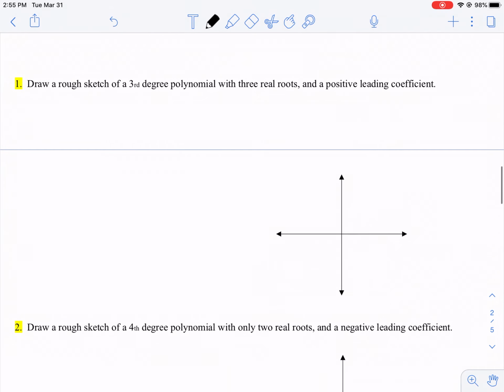Alright, so this got cut off, but we'll deal with it. Draw a rough sketch of a third degree polynomial with 3 real roots and a positive leading coefficient. Alright, so third degree polynomial means it's going to turn twice. 3 real roots means it's going to hit the x-axis 3 times. And a positive leading coefficient.